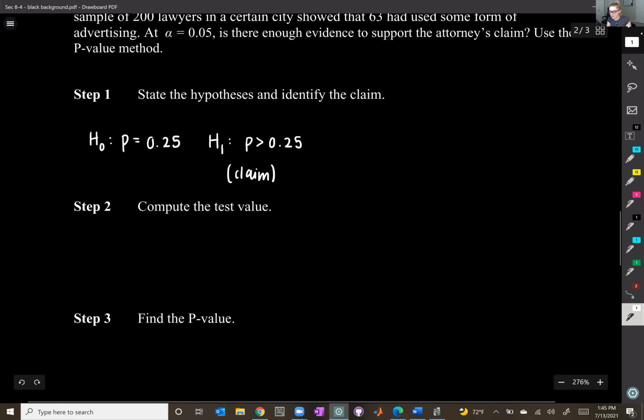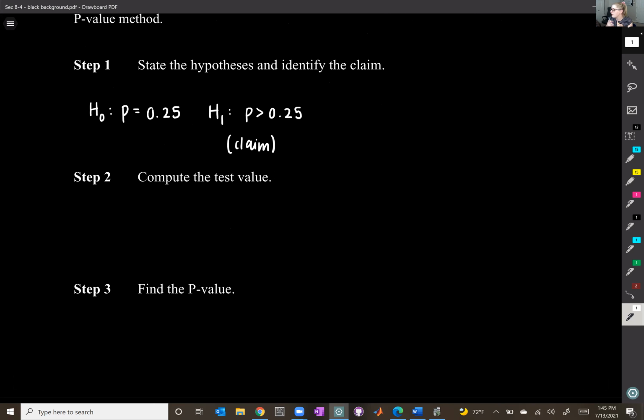Okay, so for step 2, let's compute our test value. Same way we did last time. So our formula is Z equals P hat minus P over the square root of P times Q over N. So let's just identify what each of these things are.